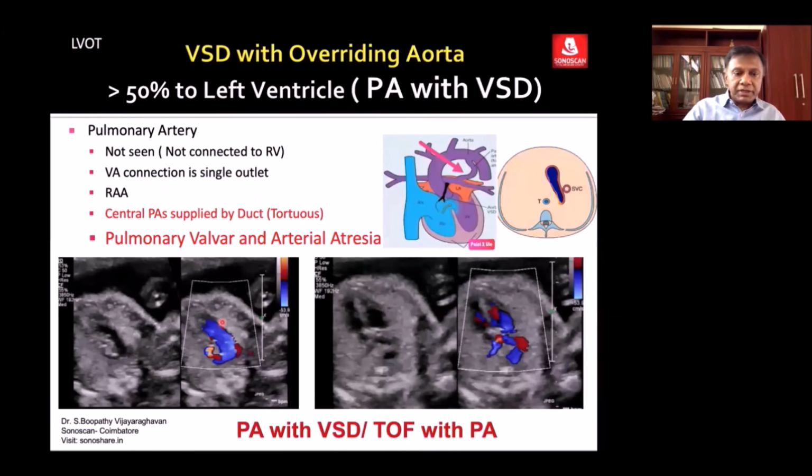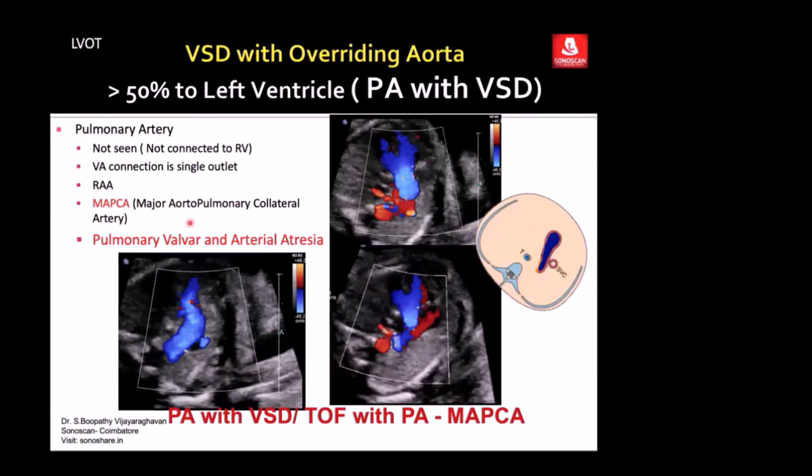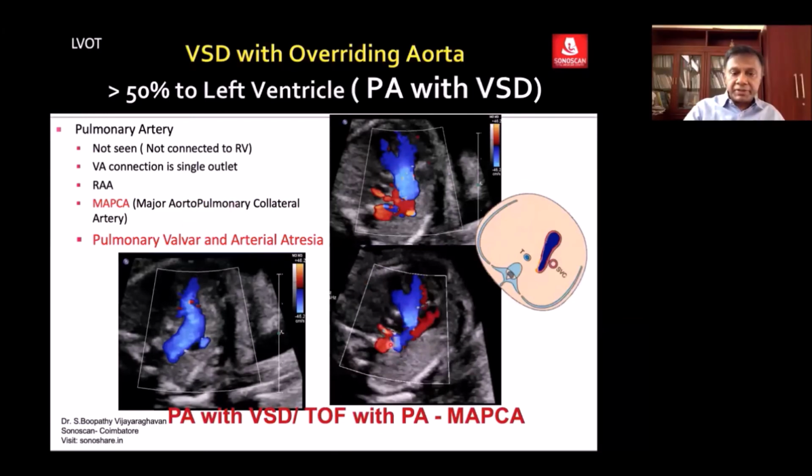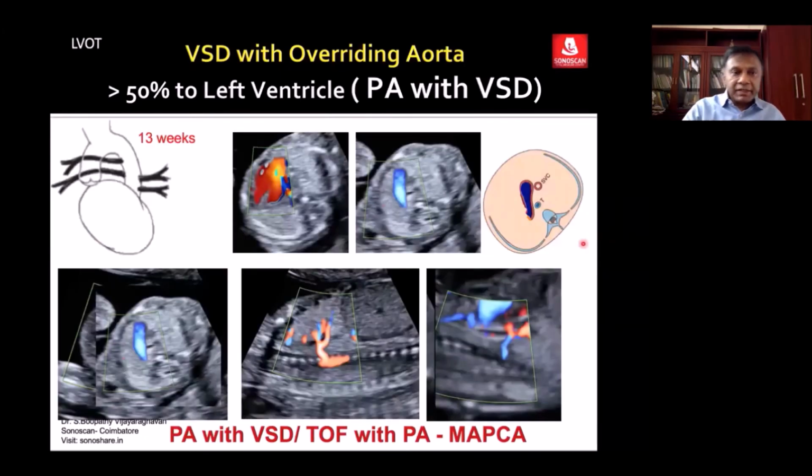So here you see the tortuous vessel from the distal aorta, not from the proximal. So the distal aorta, you see it arising from the descending thoracic aorta. Here you see the descending thoracic aorta, which is giving off a vessel which feeds the confluence of the branch pulmonary arteries. Now here what you see is the pulmonary artery is not seen.